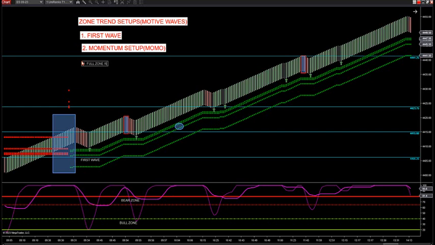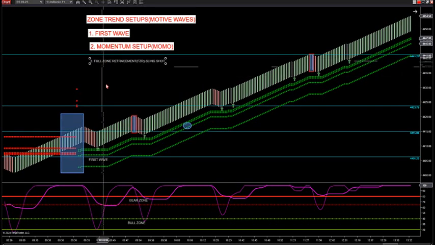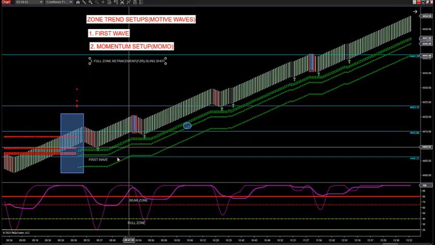So this is a full zone retracement, or we nicknamed it to make it easy for traders. That's an FZR, or we nickname it the slingshot. What a slingshot does, and that's what we're in right now, is another trend setup, where you get a full retracement into the zone.